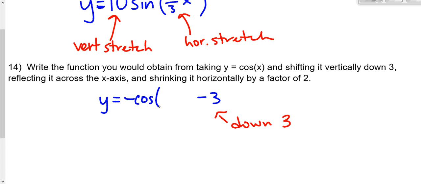And then shrinking it horizontally, that's going to make it more narrow. That's going to make it more fun. So this one is going to be 2 times the fun. So we're going to have 2x in there. Remember, the roller coaster is 2 times the fun if you make it 2 times narrower because you get more ups and downs.